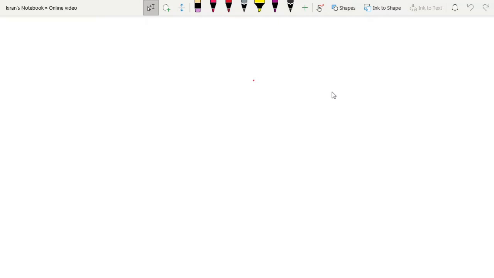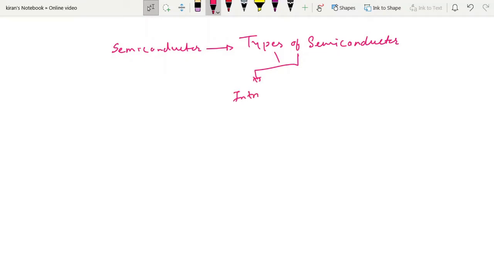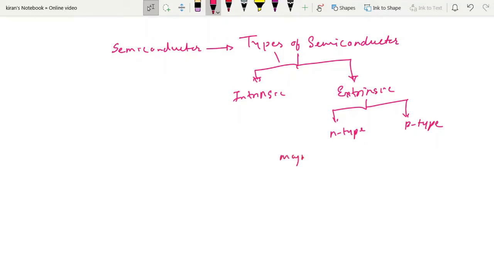So in the last few lectures we discussed what a semiconductor material is. Then we discussed types of semiconductor: intrinsic and extrinsic semiconductor. In extrinsic semiconductor, we talked about N-type and P-type semiconductor material. In N-type material we talked about the majority charge carriers. So the electrons are majority charge carriers for N-type material, and holes are majority charge carriers for P-type material.